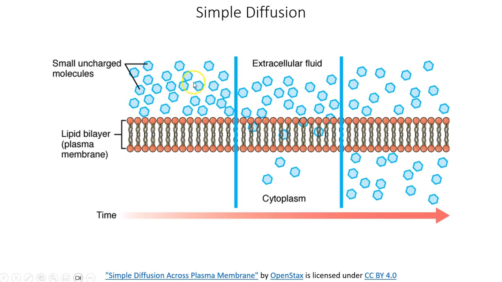Slowly, over time, these molecules are going to move through that phospholipid bilayer, and they're going to keep moving again from this high concentration area to the low concentration area until there's roughly equal numbers between the extracellular fluid and the intracellular fluid. All right, so this is just a slow, gradual process of movement directly through that plasma membrane without the assistance of those proteins usually.